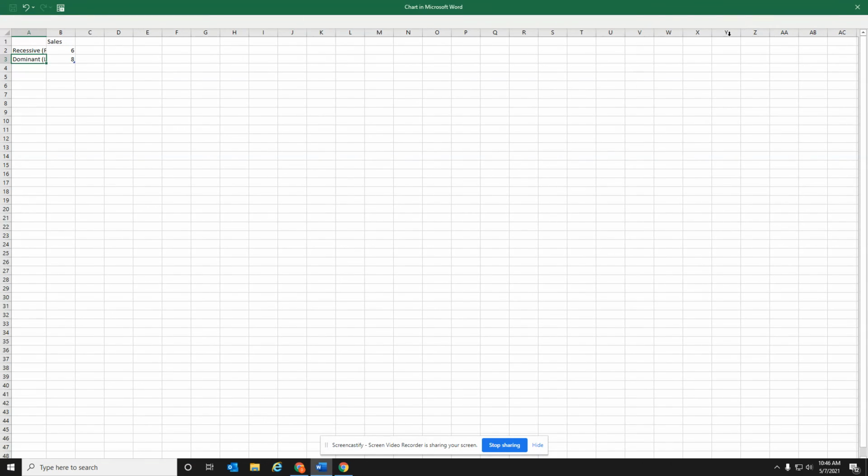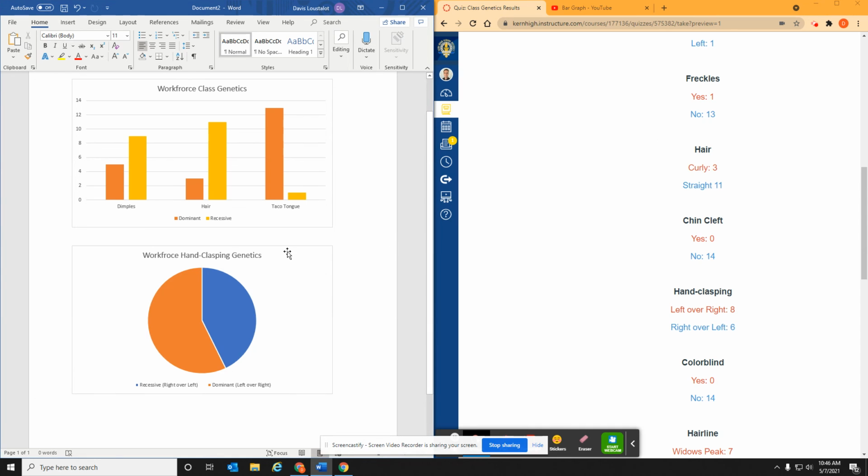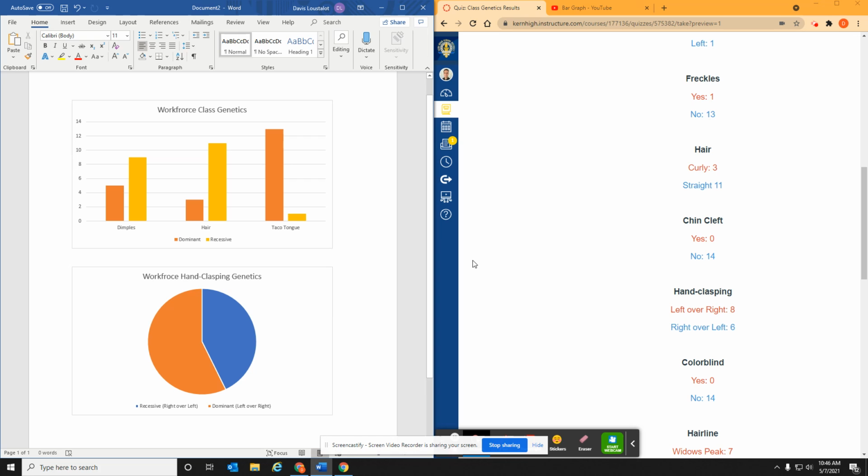Okay, so this is exactly what I'm looking for here. These two would be two completed graphs that look good. You can file save those, or you can always do screenshot, screen cap this, and I'll have a submission box over here. But this would be a good example of what I'm looking for right here.